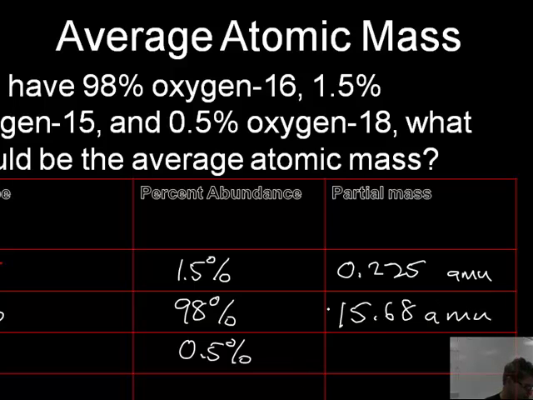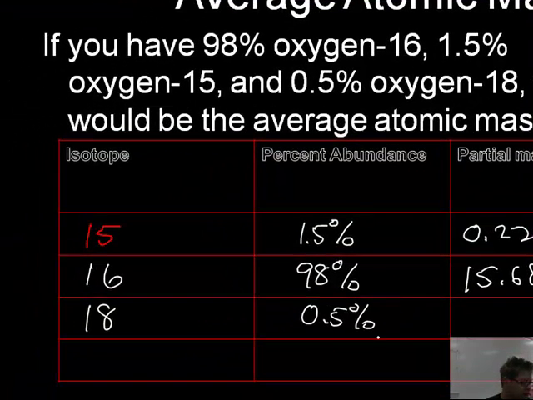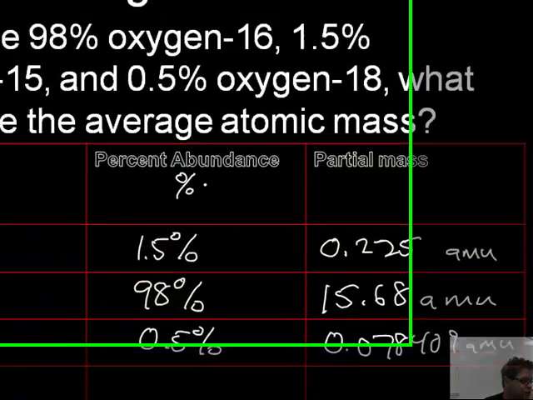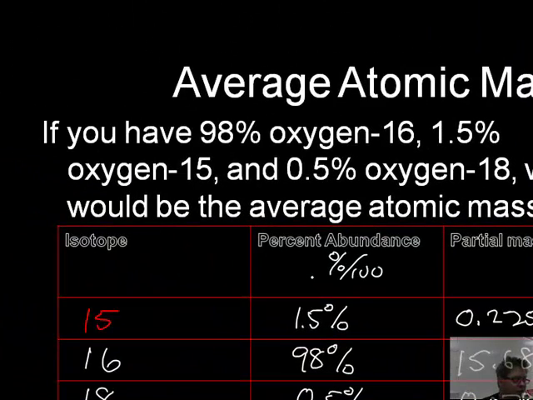And the last one is 18 times 0.5 divided by 100. This one usually people make the mistake: they forget to divide by 100 because it's already a decimal. 0.5 is a decimal of a percent, so you've got to divide by 100. So here's our 0.09 AMU. How you choose to do that, I like doing percentages divided by 100 when I do percent abundance so I don't forget about it.